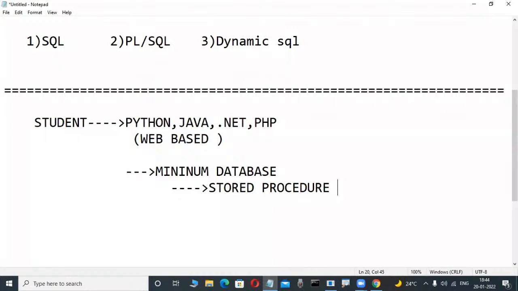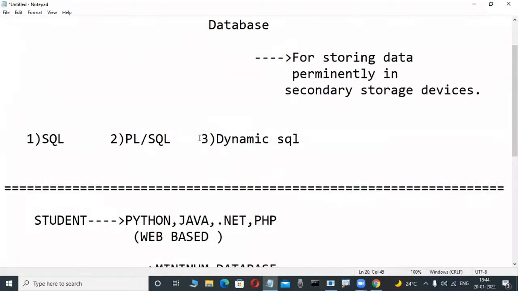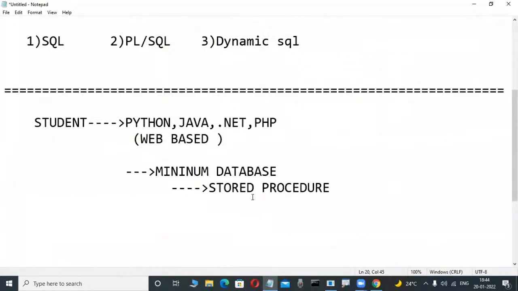They check whether you have at least minimum knowledge, because these front-end developer programmers also need minimum knowledge. Either Oracle, SQL Server, or DB2, anything, minimum knowledge is required. That's why so many people are learning courses like this.